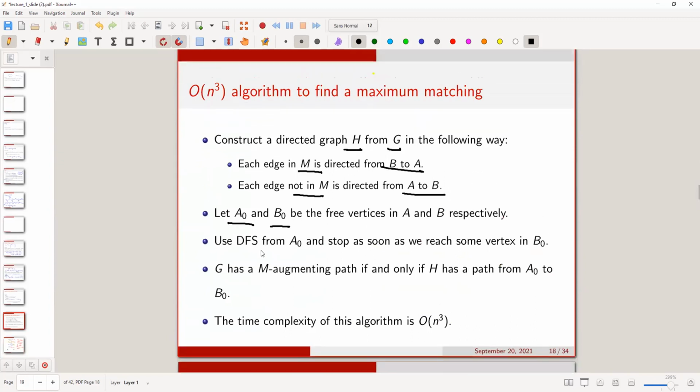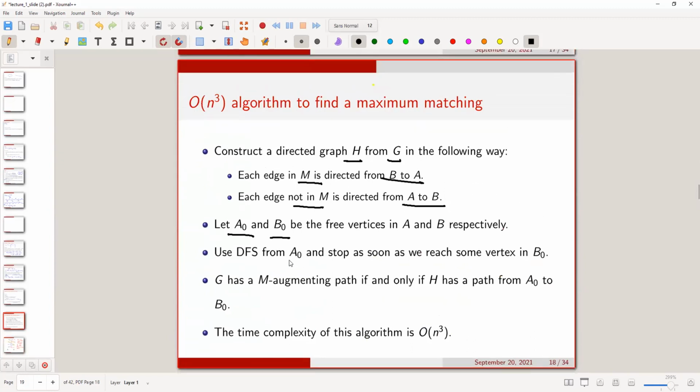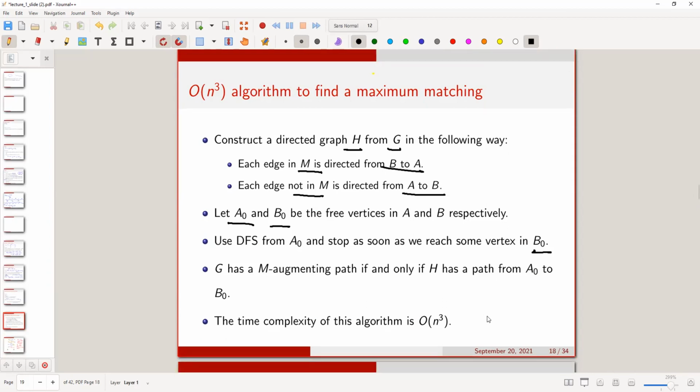Okay, now we use a DFS searching algorithm from each vertex of A0 and stop as soon as we reach a vertex in B0. And that path will be an M augmenting path in G. The searching algorithm will take order m time, which is order n squared, each time to find an augmenting path. And the total number of iterations will be n, because the size of the maximum matching can be at most the number of vertices, n, divided by 2. So that means the total running time of this algorithm will be order n cube.